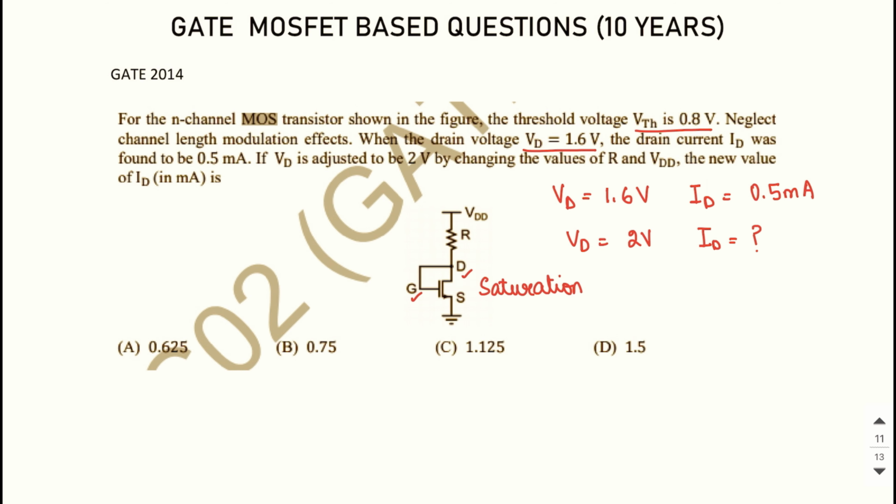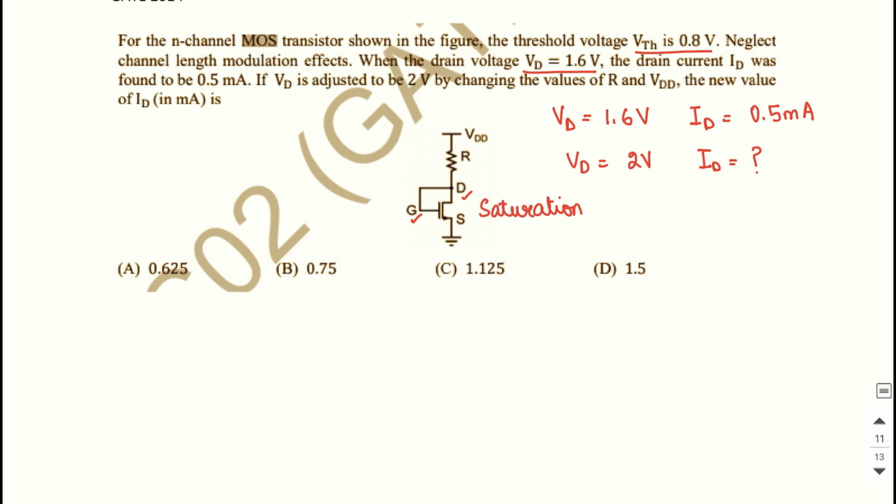Coming up to when we know that this is in the saturation mode, you can write down the drain current equation. This will be equal to Kn divided by 2, where Kn is mu n Cox W by L, and in the bracket VGS minus VTH whole square. Now for this particular thing, the VGS value, we know that the gate is connected to the drain, so this is actually VGS is equal to VDS.